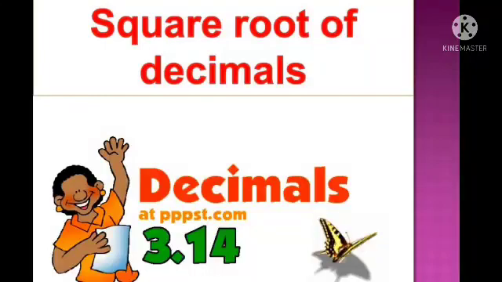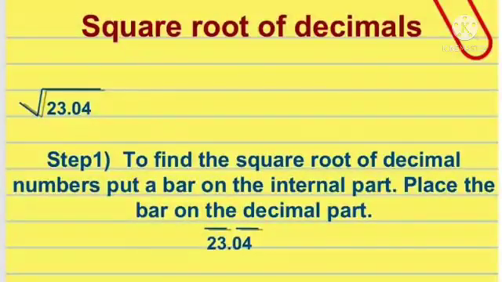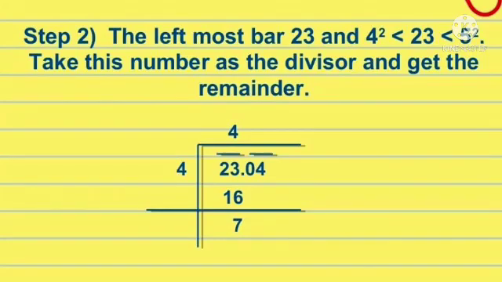Square root of decimals. First example, square root of 23.04. Step 1. To find the square root of a decimal number, put a bar on the integral part. Place the bar on the decimal part. Observe as shown. Step 2. The leftmost bar is 23 and 4 square is less than 23 less than 5 square. Take this number as the divisor and get the remainder. Look at the figures properly.